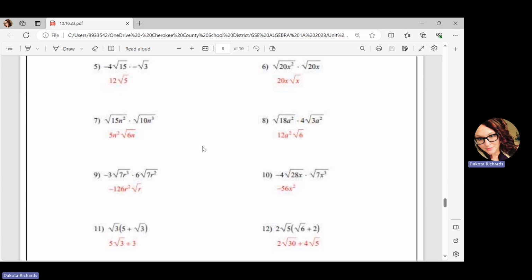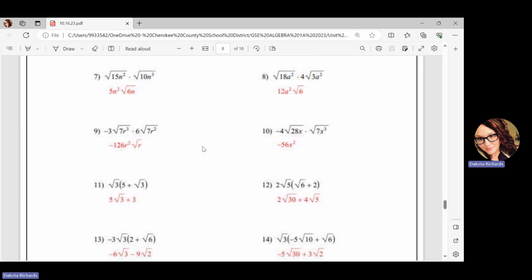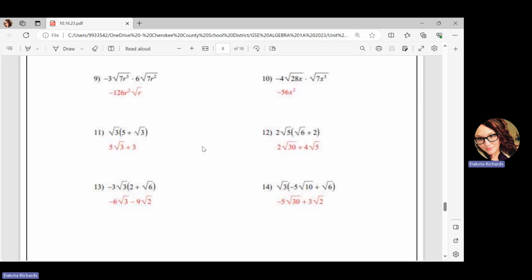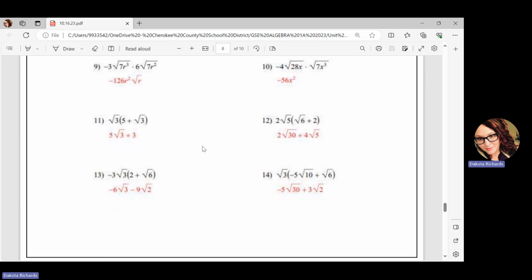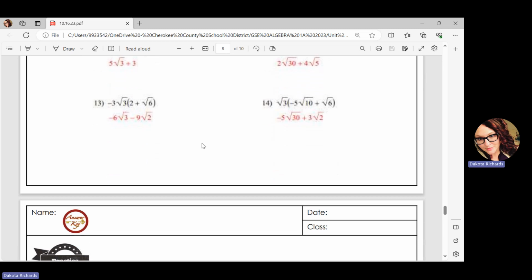Number 8, 12a squared square root 6. Number 9, negative 126 r squared square root r. Number 10, negative 56 x squared. Number 11, we did this one together, 5 square root 3 plus 3. Number 12, 2 square root 30 plus 4 square root 5. Number 13, negative 6 square root 3 minus 9 square root 2. Number 14, negative 5 square root 30 plus 3 square root 2.